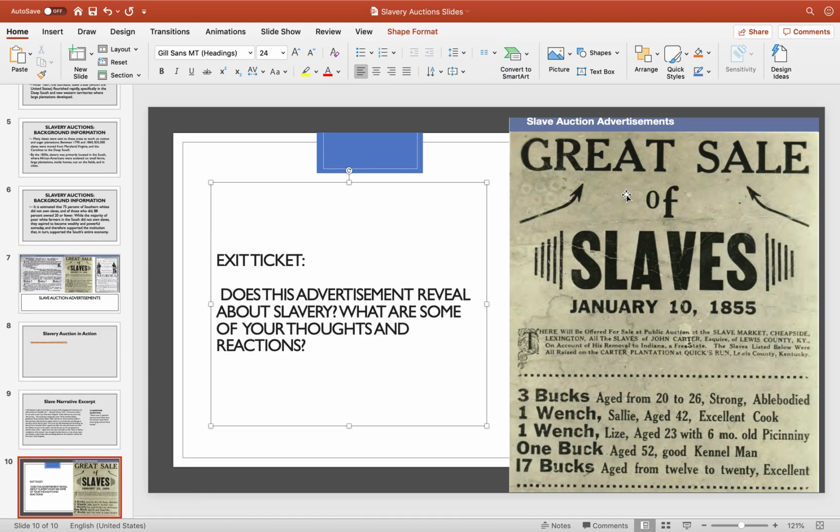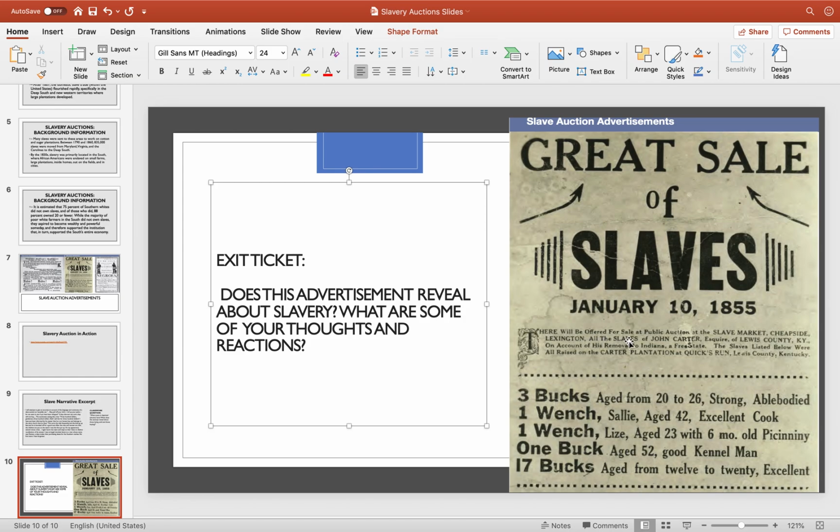So this advertisement reveals a lot of things, as we went over before, right? It tells us the prices, it tells us the ages of the slaves that they were looking for, right? It tells us some of the skills that they had, so you can clearly see that they were looking for skilled people, strong people, right? This person wanted someone who cooked, right? This is written kind of small, so I'm going to read it to you.